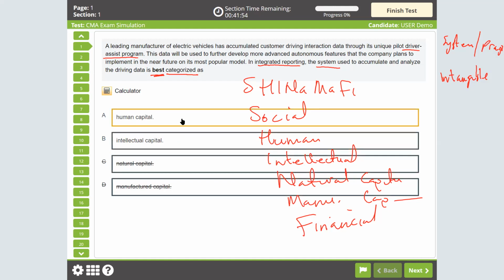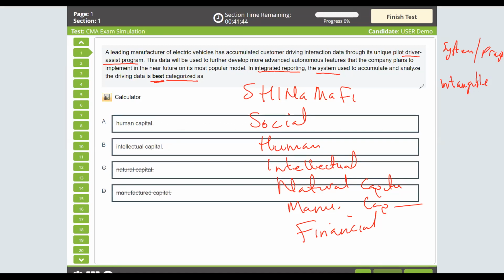Okay, human capital, the competencies, could be true that we use employees' competencies to gather the data. But is employees' competencies and capabilities a system? Think about it. If the employee quits the job or quits the company and goes to another company, they go with their competencies and capabilities. The system, which is the program here, stays with the company.